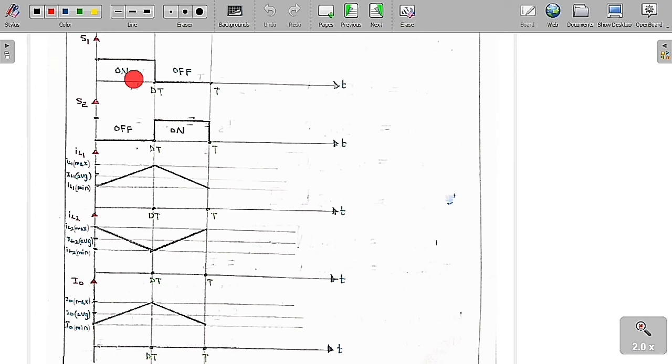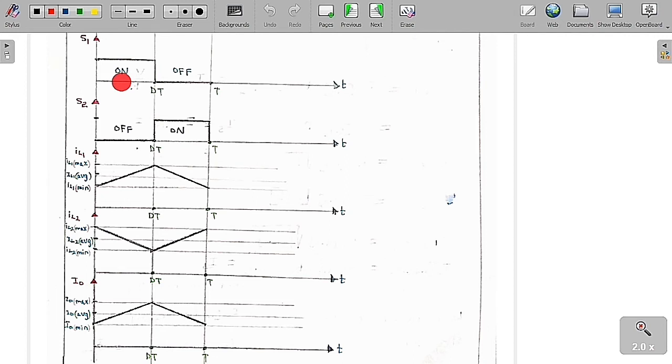So we are going to basically use complementary switching of the switches. When S1 is on, S2 is off. When S1 is off, S2 is on. So this is called the complementary way of switching the switches. S1 is on for 0 to DT and off for DT to T. So it will be the reverse process: S2 is off for 0 to DT and on for DT to T.